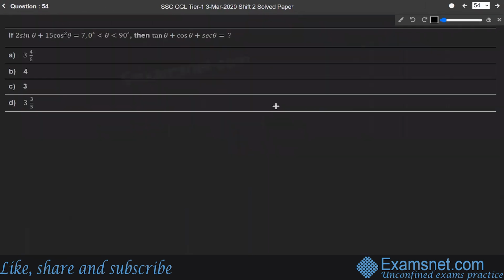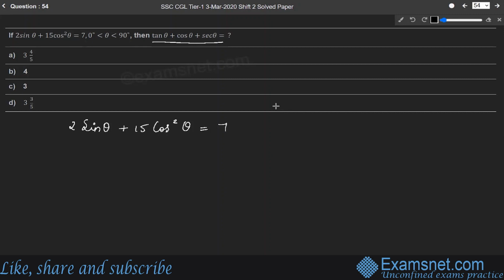Question is, if 2 sine theta plus 15 cos square theta is equal to 7, where theta lies between 0 and 90 degrees, then tan theta plus cos theta plus sec theta is equal to. Trigonometric expression is given here, which is 2 sine theta plus 15 cos square theta is equal to 7. We need to find the value for tan theta plus cos theta plus sec theta. In order to find its value, first we need to solve this given trigonometric expression.